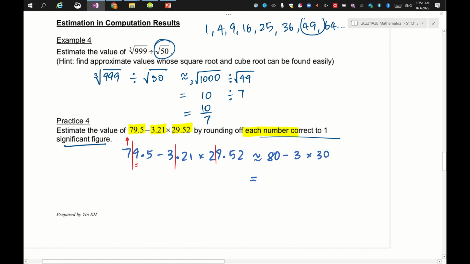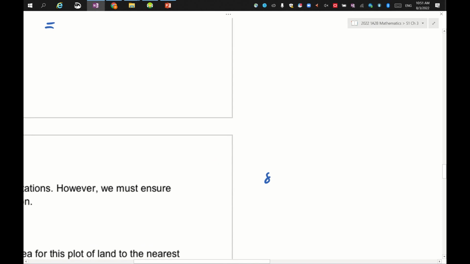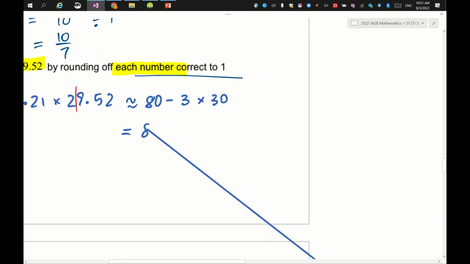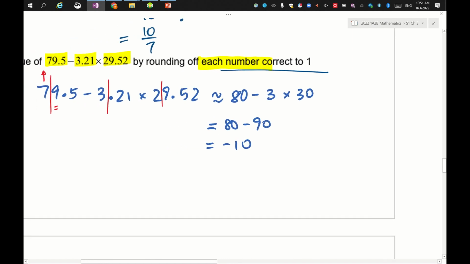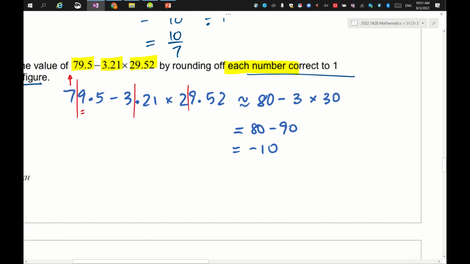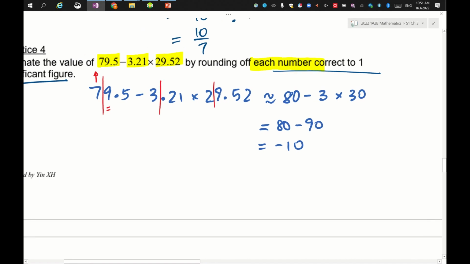So our BODMAS tells us that we have to do the multiplication first. We end up with 80 minus 90. And we get negative 10. Right? Any issues? So this is a recap on our rounding off to significant figures. Any questions before I move on? Otherwise we can go on faster already.